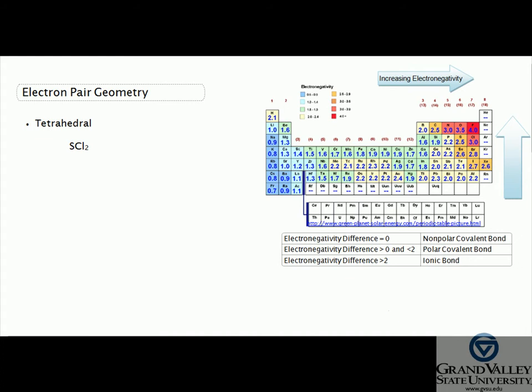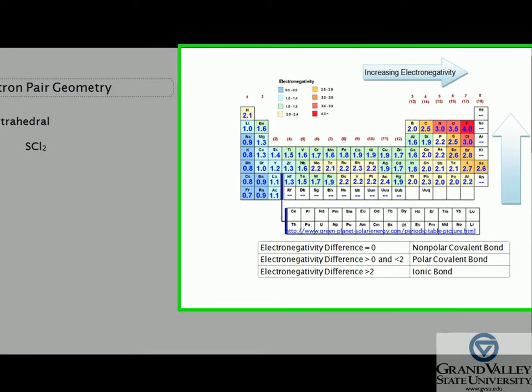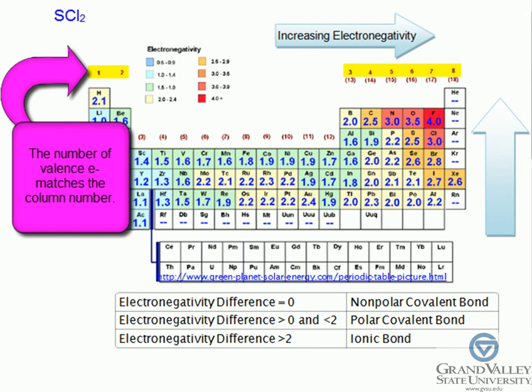In order to predict the electron pair geometry and molecular shape of SCl2, draw a Lewis diagram to help visualize how the atoms are bonded and if any lone pairs are present. Before drawing a Lewis diagram, refer to the periodic table of elements to find the number of valence electrons in each atom. The total number of valence electrons in this molecule is 20.